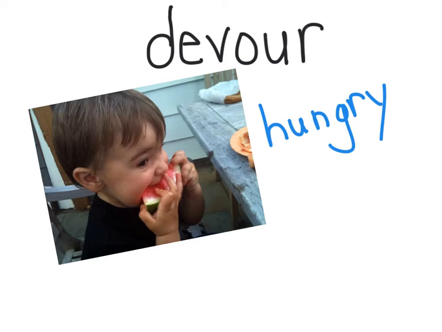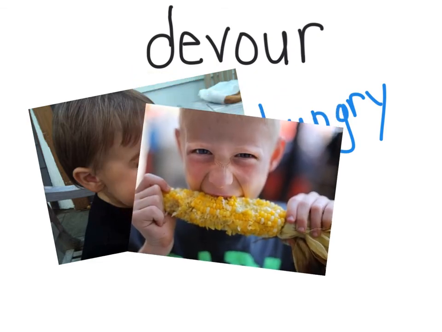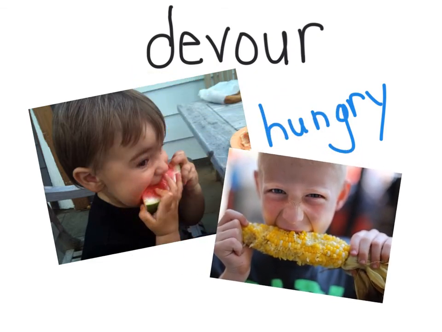Here is another picture of a little boy devouring some corn. You can tell by the way he's eating that corn and he's chomping it up that it must be nice, buttery, and taste extra good. He's devouring it. He's going to eat it all up.